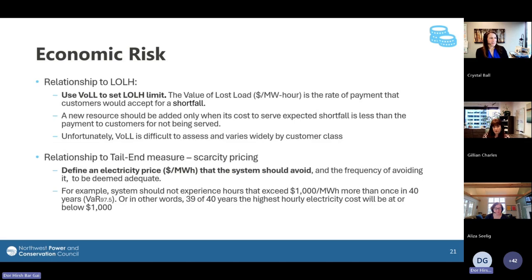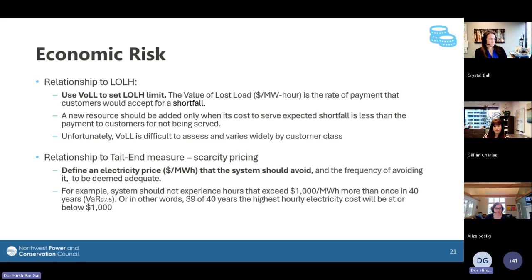Another way to consider economics is from a tail end perspective. And this doesn't have to be what we just spoke about with the VAR or the CVAR, but they could be used for it. And this is where we start talking about scarcity pricing. You could decide that you are inadequate if there is a certain electricity price that happens too often in your system. And so, for example, let's say we don't want to go above 1,000 megawatt hours.